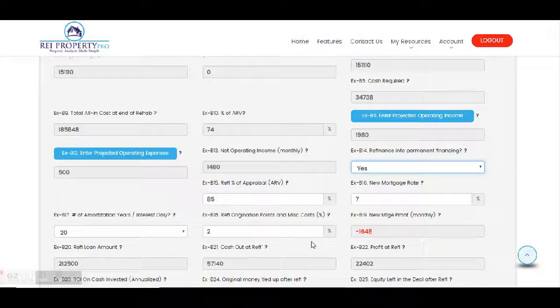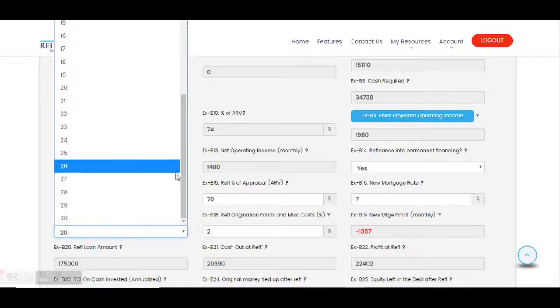What percentage are we going to finance the property? Let's use 70%. What is our interest rate for the new loan? Let's keep it at 7. How many years will our loan amortize our loan payments? Typically, loans are amortized over 30 years, even though the loan may have a balloon payment of 12 months, 24 months, 36 months, 5 years, 7 years. So we're just going to go with 30 for our amortization period.